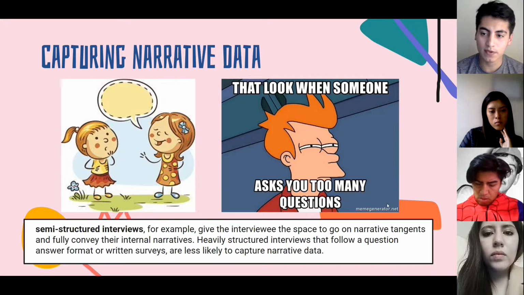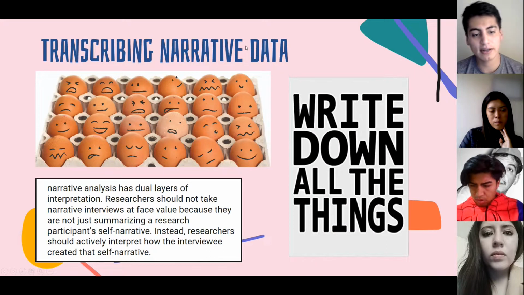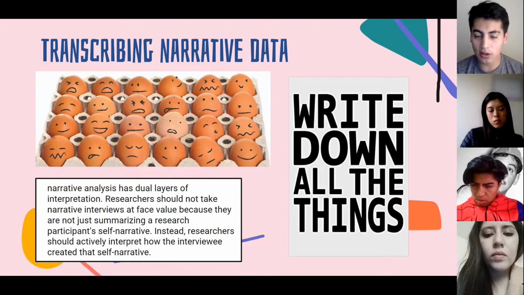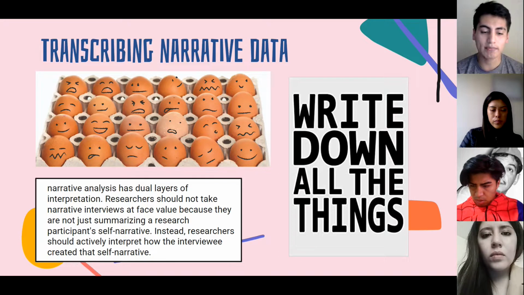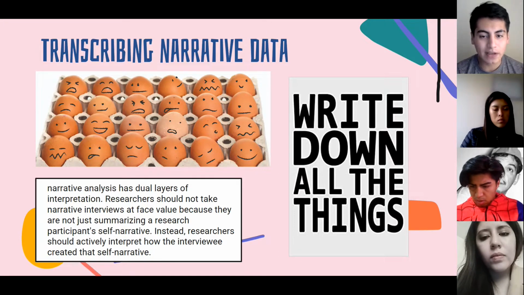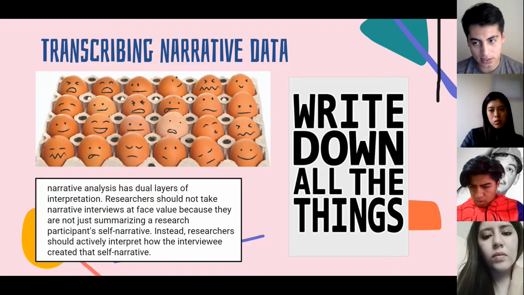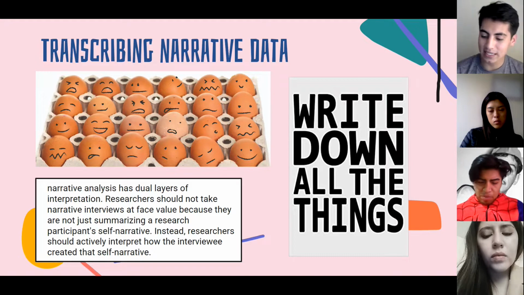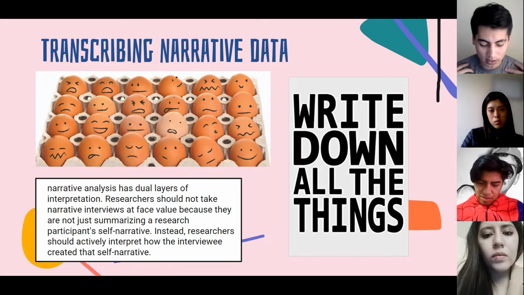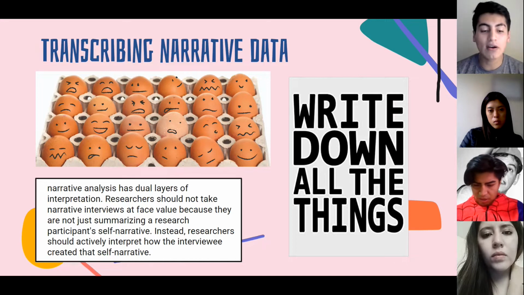Okay. Next we have transcribing narrative data, and this is something very easy. Like it says, write down all the things. If the person shows some kind of doubt in the story, like saying 'I don't know', you have to write it. Why? Because all these things show the feelings of the person at the moment of telling this story. If he doubts, maybe it can mean something to the story. If he is enthusiastic at the moment of telling the story, it can also show how he felt in that situation.